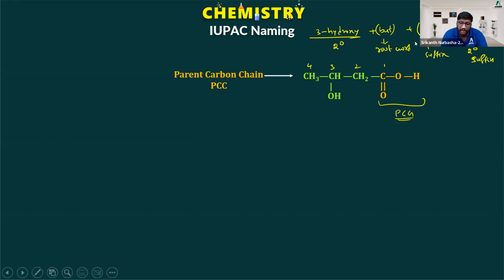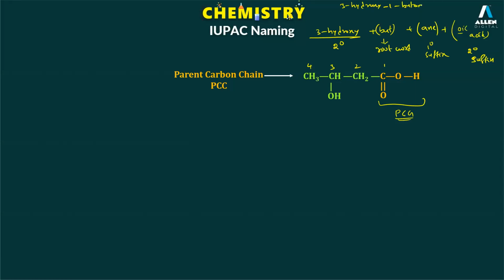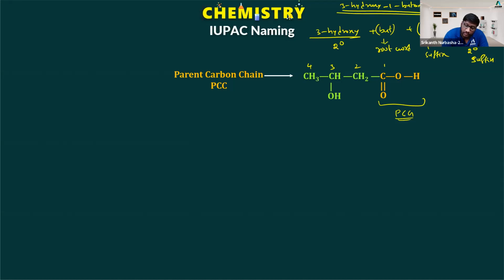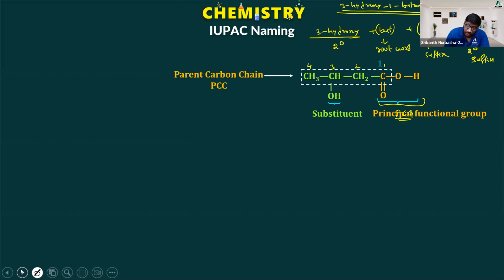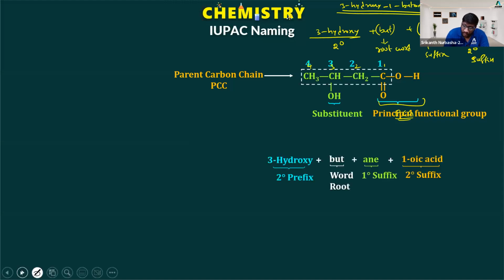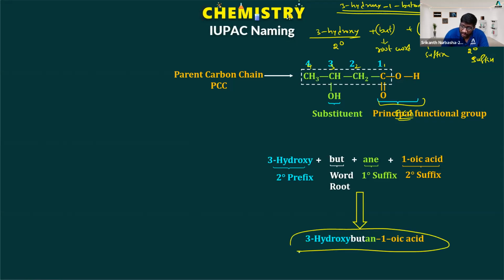Like you will be having 3-hydroxy, 1, butanoic acid. Butanoic acid. Okay, that will be the right name. So 3-hydroxy butane 1-oic acid or 3-hydroxy 1-butanoic acid, that is going to be your right name.